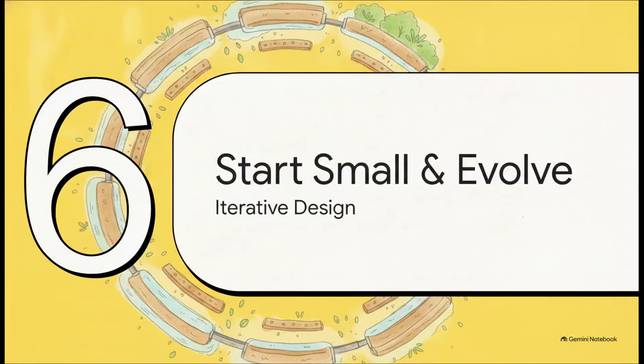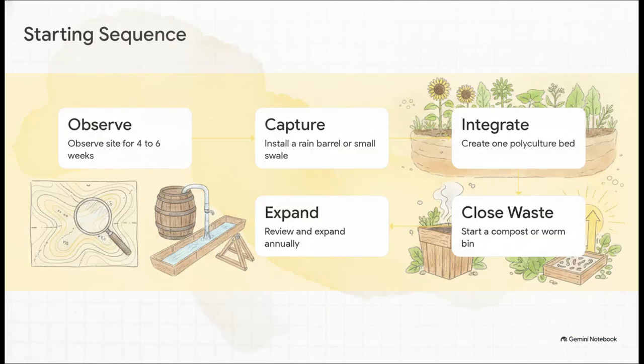Finally, we have Section 6, Start Small and Evolve. I know the sheer volume of principles and tools can feel overwhelming, but the beauty of this design system is that it's highly iterative. You don't have to re-engineer your entire property in a single weekend. Start with pure observation, then capture small amounts of energy. Maybe year 1 is just mapping your contours and installing a single rain barrel. Year 2, you grab an A-frame and dig one small swale. By year 5, you have a fully functional, self-watering permaculture system that evolved naturally.